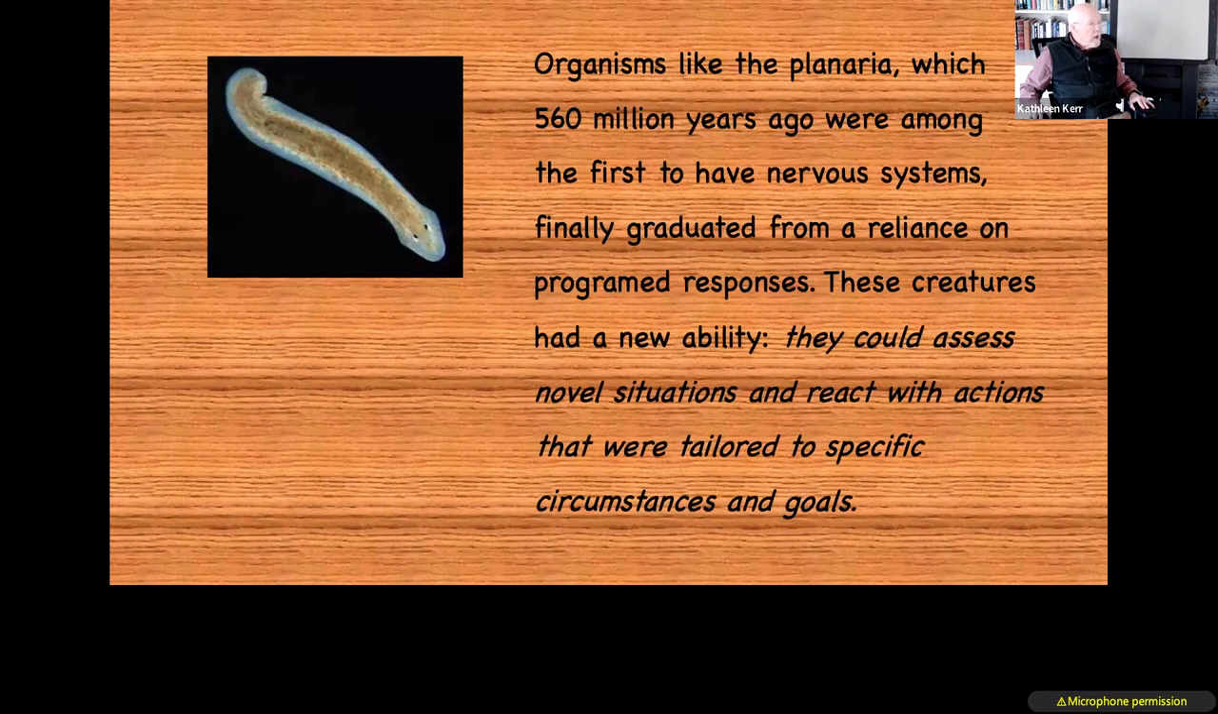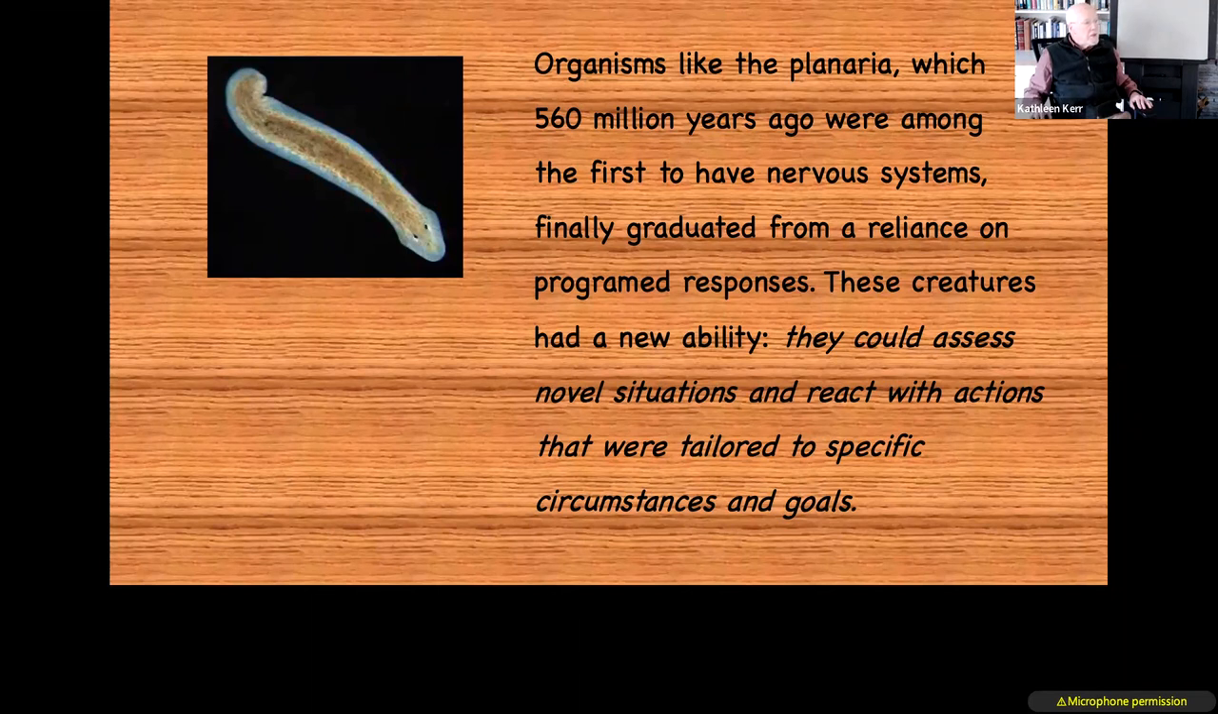Organisms like the planaria, which 560 million years ago, that's not that long ago if you measure it in Earth time, were among the first to have nervous systems. And as a result, they finally graduated from a reliance on programmed automatic responses. In other words, some input would come in from the environment, and one or another automatic response would kick in to preserve the life of that individual.